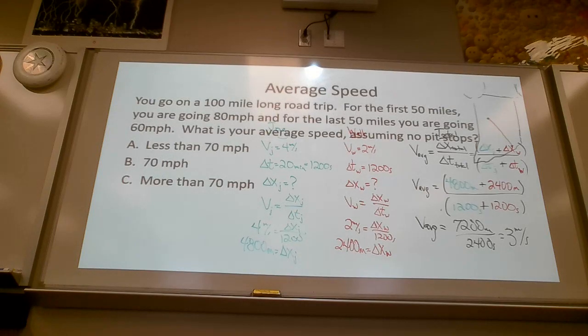So if I change the question up, you're going to have to read through the dry erase marker stuff. Apologize. You go on a 100-mile long road trip. The first 50 miles, you're going 80 miles an hour. And for the last 50 miles, you're going 60 miles an hour. What is your average speed, assuming no pit stops? Is it more or less or equal to 70 miles an hour? What do you think first?